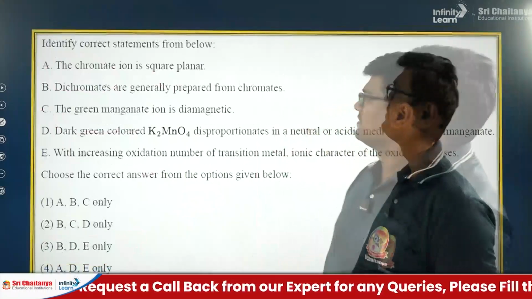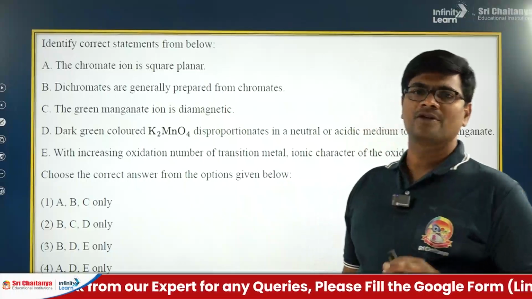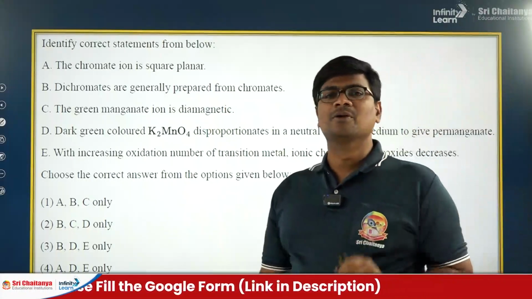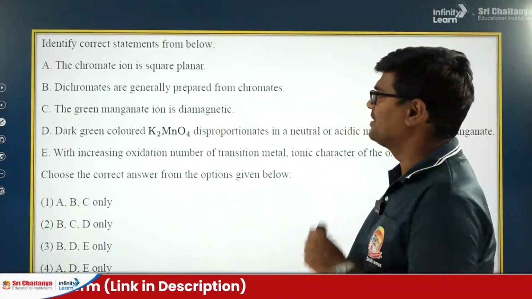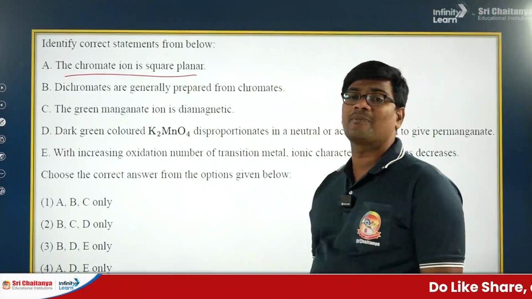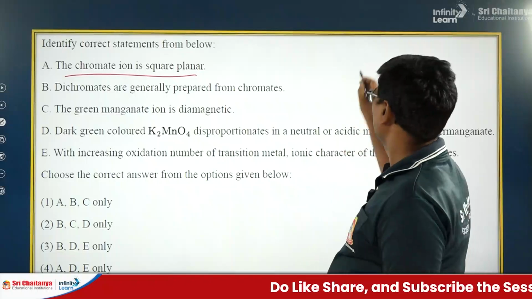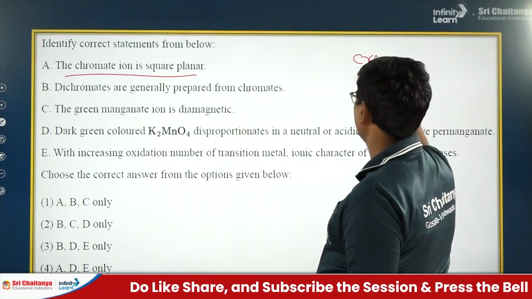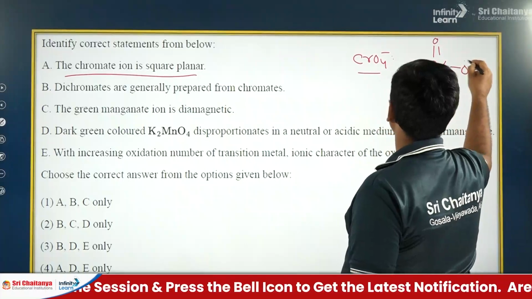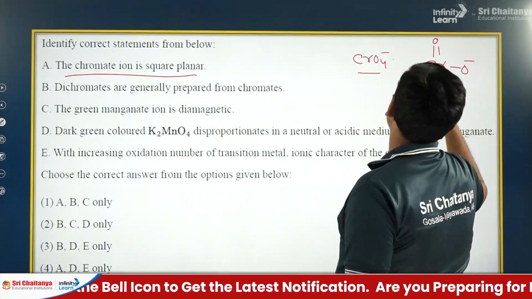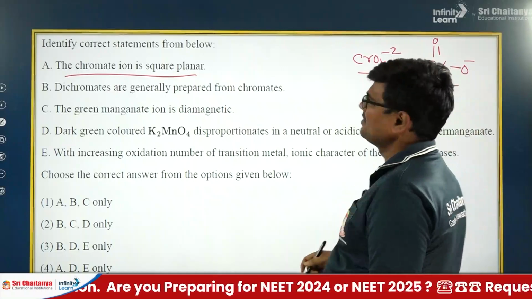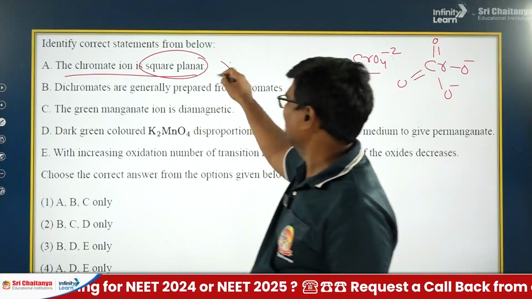Let's go for the next question. The next question is again about potassium dichromate properties. Identify the correct statements from the below. Let us see statement A. Chromate ion has a square planar structure. What is chromate ion? CrO4 2 minus. What is its structure? Its structure is tetrahedral. Unfortunately, they have mentioned square planar, which is incorrect.